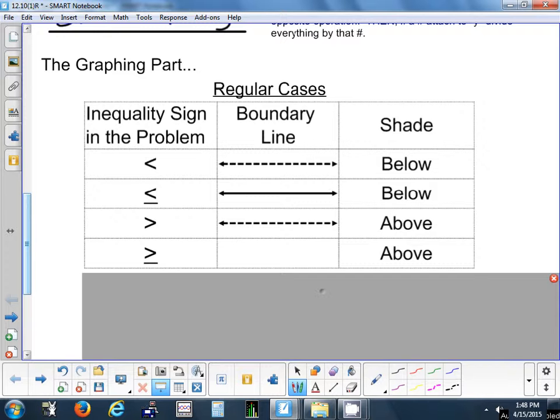It's supposed to be solid, guys. I don't know why it didn't show up. That's going to be a solid line. Label it, and we're going to shade above. All right? So, everybody's got that?